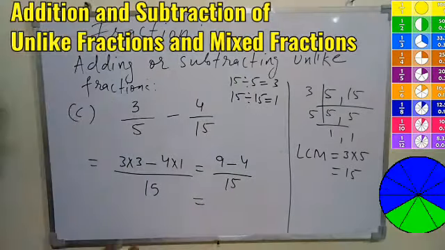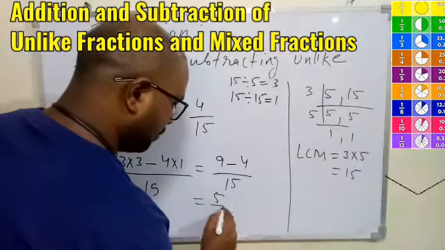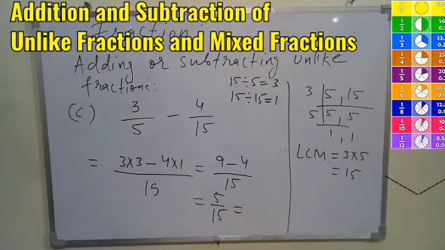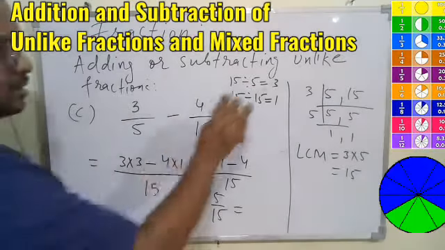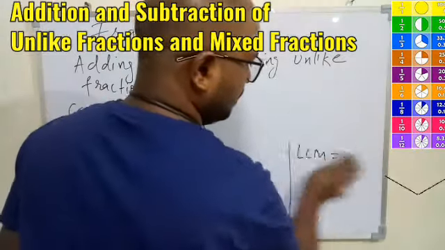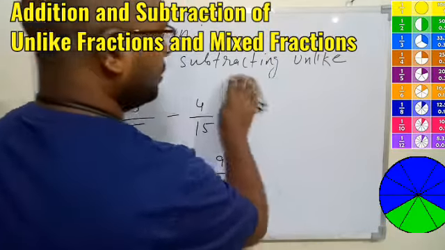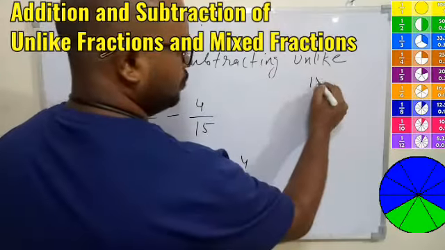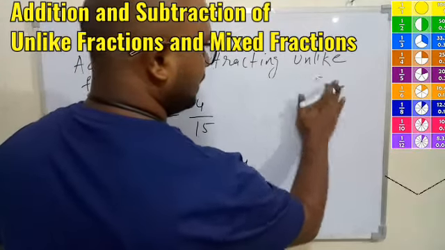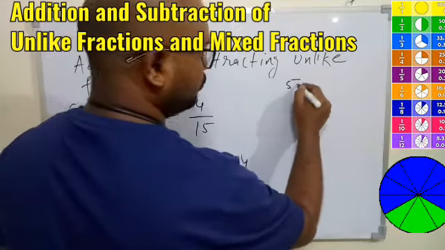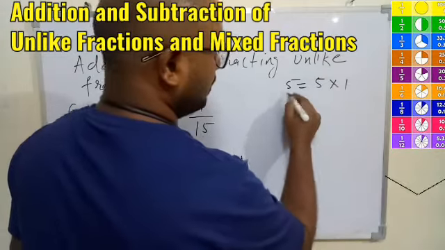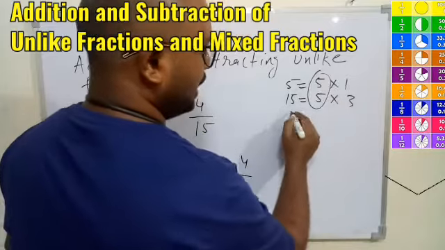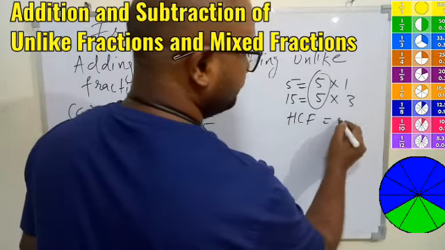So 9 minus 4 is how much? 5 upon 15. And we can solve it further, because 5 and 15 have common factors other than 1. So it is not in the reduced form. So if you find the HCF, 5 can be written as 5 into 1, 15 can be written as 5 into 3. So HCF is 5 only.